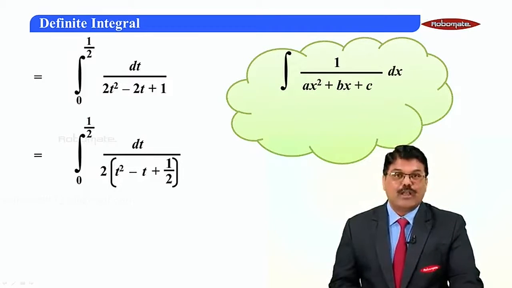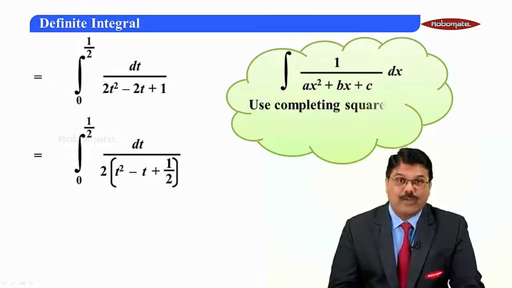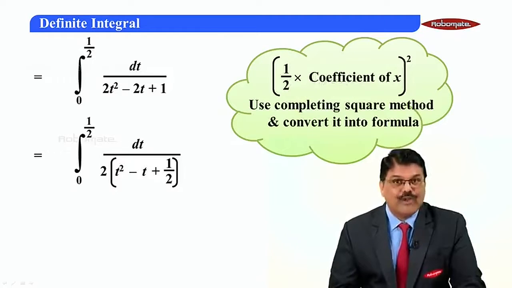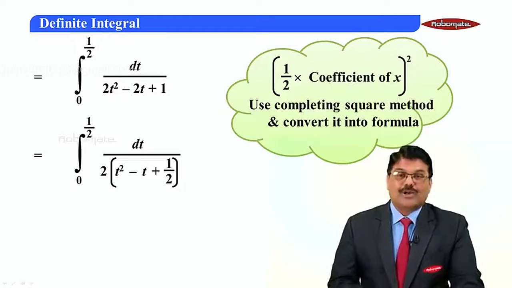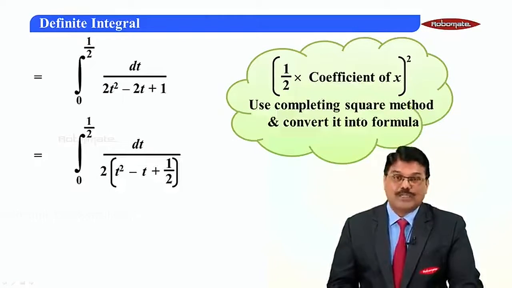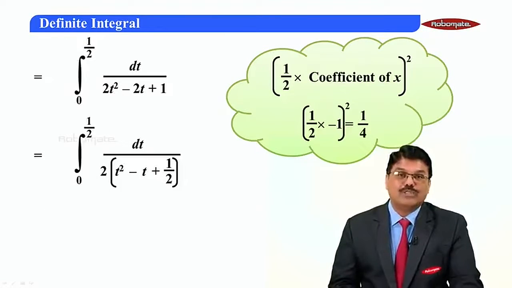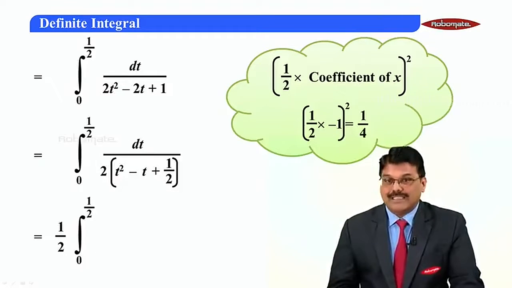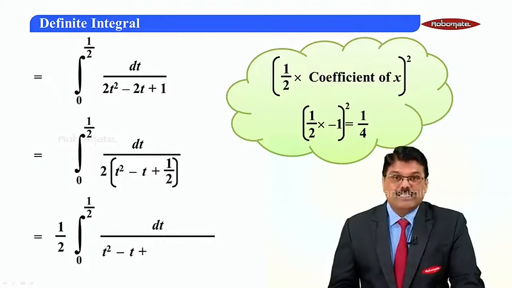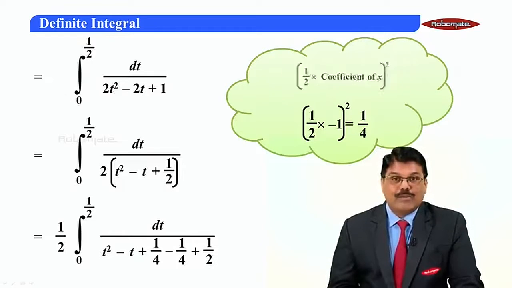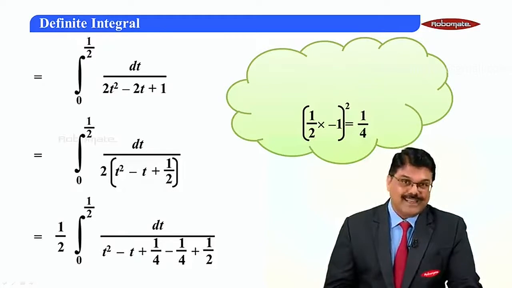If it is integration of 1 upon ax square plus bx plus c form, then use the completing square method and convert it into a formula. So let us solve it. Half into coefficient of x. Here the coefficient of x is what? Minus 1. So (half into minus 1) the whole square, that becomes 1/4. Now let us do that adjustment. dt upon t square minus t, and 1/2 is there. Let us write it before that. Plus 1/4 minus 1/4. Right?